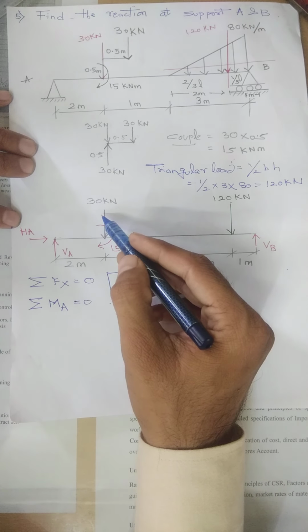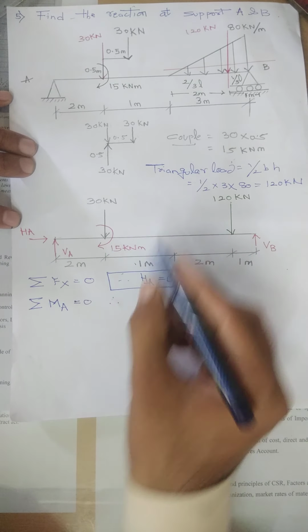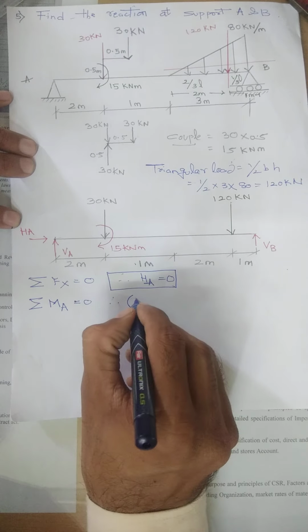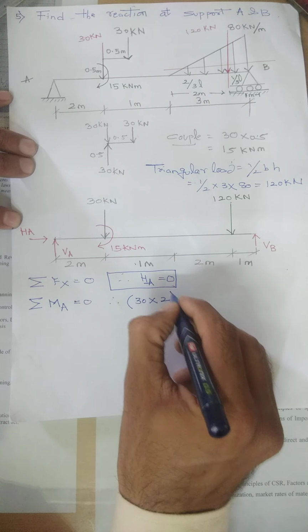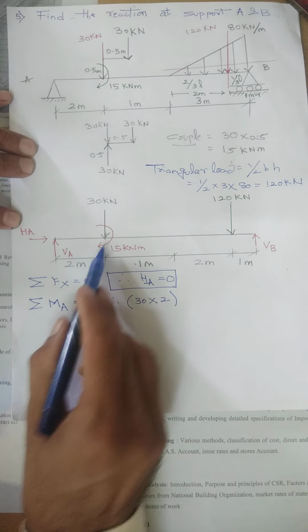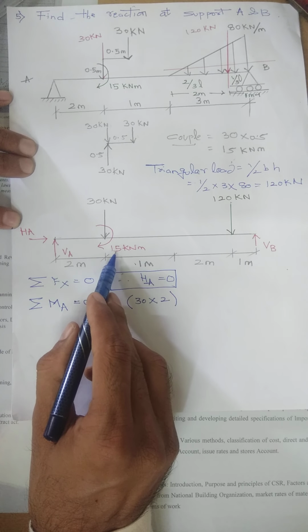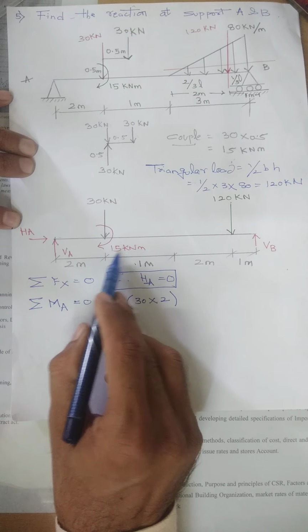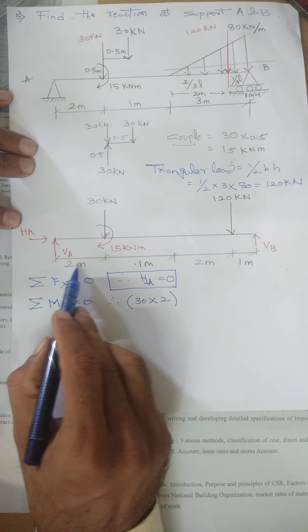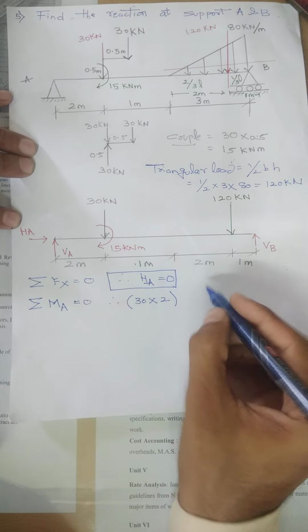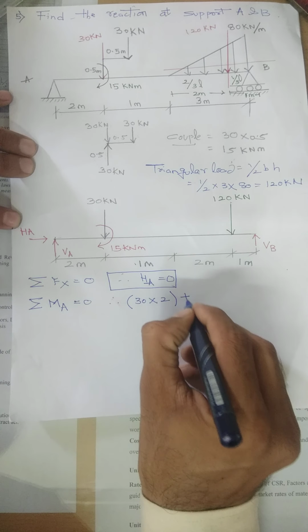What about this 30 kilonewton about A? What is the distance for this? Clockwise, 30 into 2, and it is clockwise, therefore positive. What about this 15? 15 is already a moment, a couple. 15 kilonewton meter has already been multiplied with meters, so there is no extra multiplication by this 2 meters. So directly we take this as plus 15.